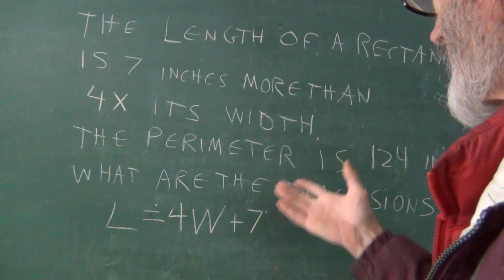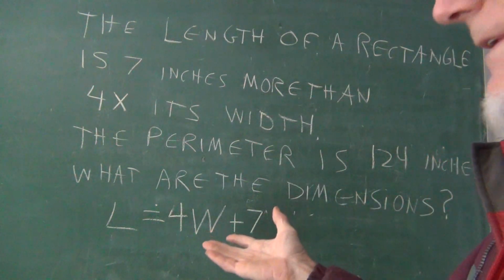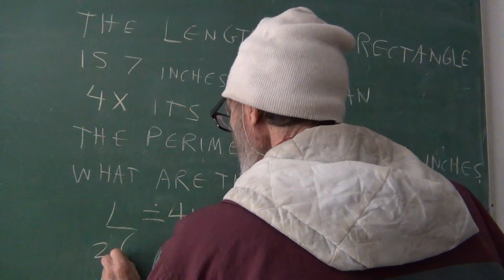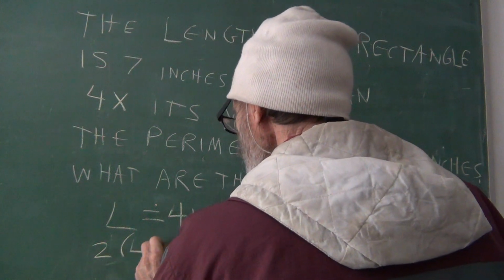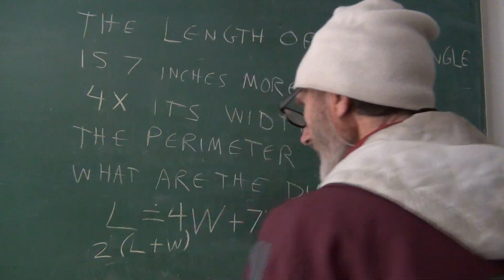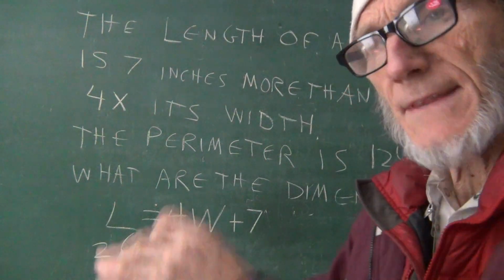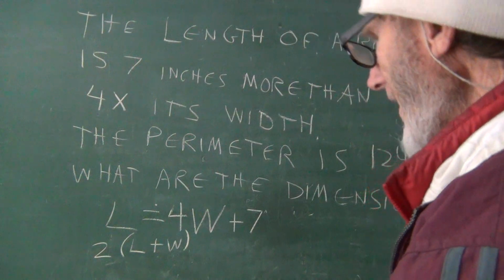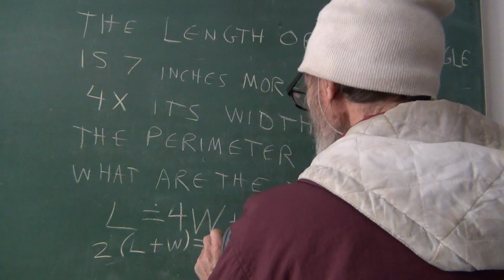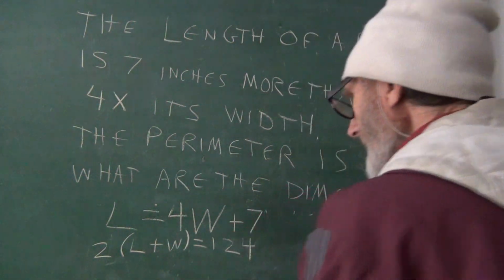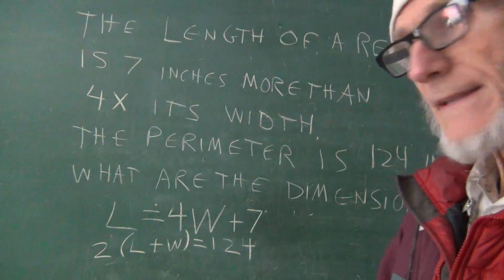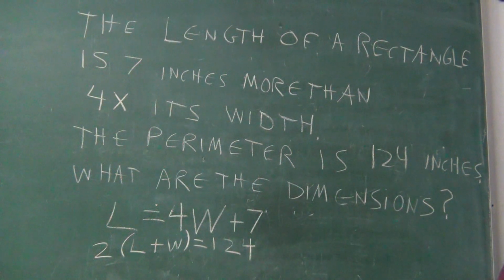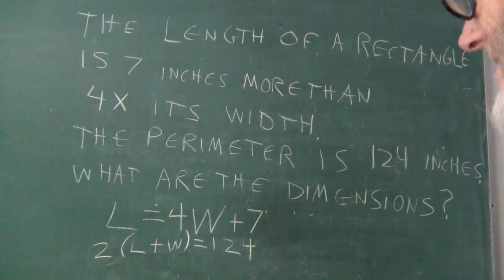Now the second sentence is simple. The perimeter is 124 inches. Well, as you know, 2L plus 2W, that'll be 2 lengths and 2 widths. That's all the length around a rectangle. So that would be here equals 124. So those are the 2 equations. Now see, it looks pretty long and involved, but mathematically it can be written with great precision and concisely.